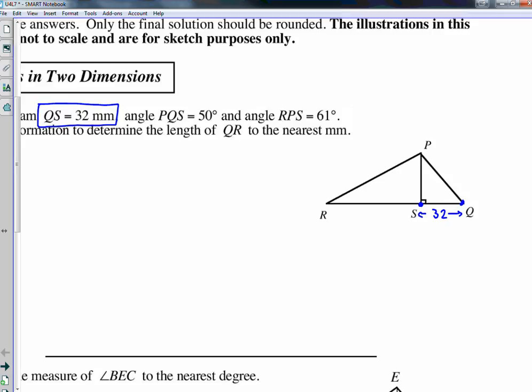Which angle are they really talking about? Q. They're talking about Q. From P to Q to S is 50 degrees. It's always the middle one.